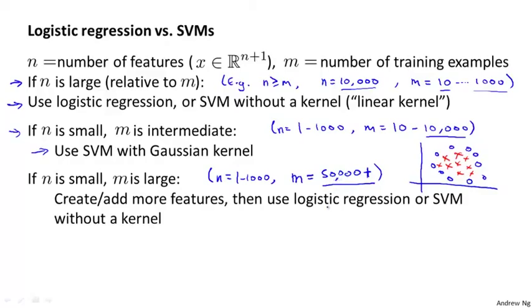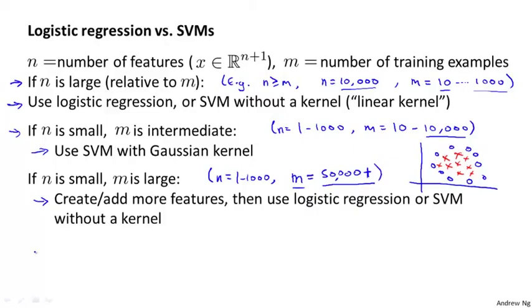If you have maybe 50,000 it's okay, but if you have a million training examples, or maybe even 100,000, with a massive value of m, today's SVM packages are very good, but they can still struggle a little bit when you have a massive training set size and you're using a Gaussian kernel. So in that case, what I would usually do is try to just manually create or add more features, and then use logistic regression or an SVM without a kernel.